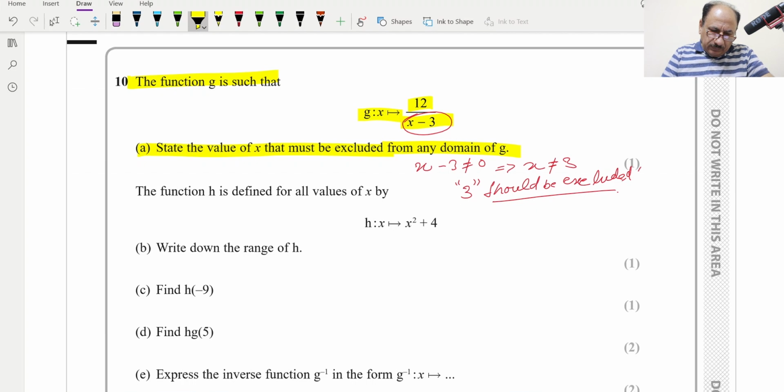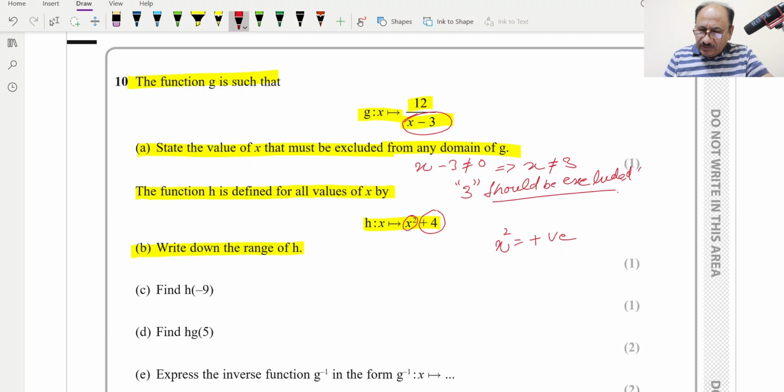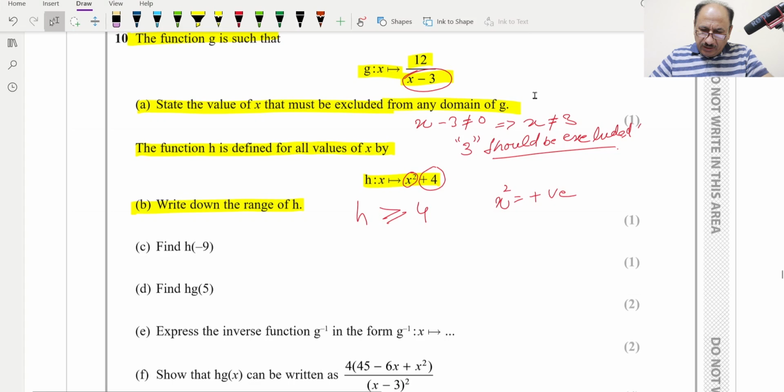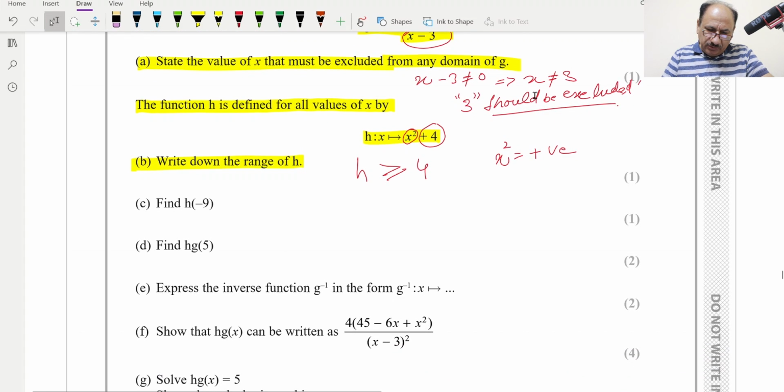Then part B, the function h is defined for all values of x. This is h of x. Write down the range of h. The range of h will be what? If we check, this one is plus 4, and x square is always positive, so we can write x square is greater than or equal to 0. It means we are adding something to 4, so h will always be greater than or equal to 4. This will be the answer for this part. Then find h of minus 9. So h of minus 9 we can write over here.